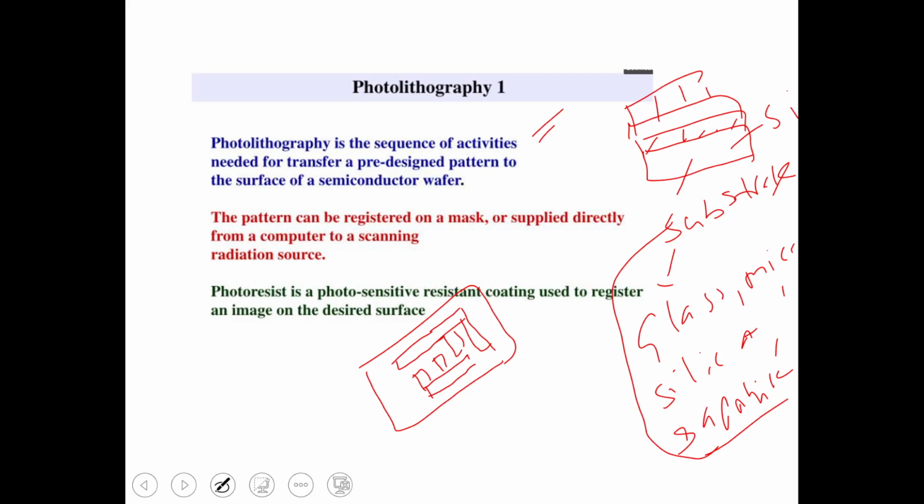The pattern can be registered on the mask or supplied directly from a computer to a scanning radiation source. Okay? So either it will be on some glass mask, or we save the design in the computer, some software will be there, and through that computer we can scan a radiation source. Photoresist is a light-sensitive coating used to register an image on the desired surface. We have to transfer that image onto our devices, so the photoresist will contain the image of that device.